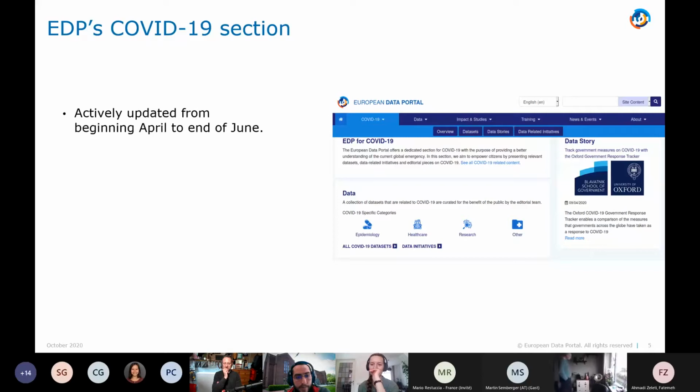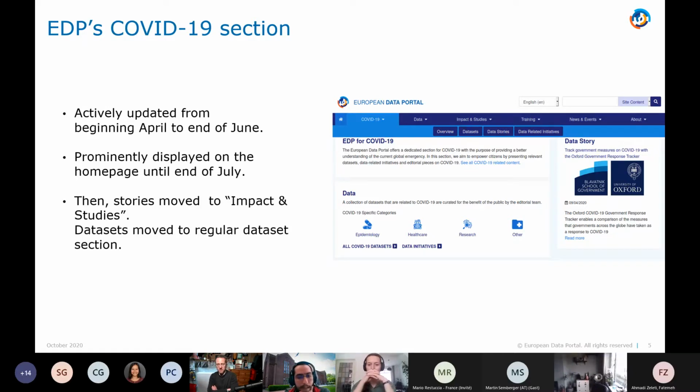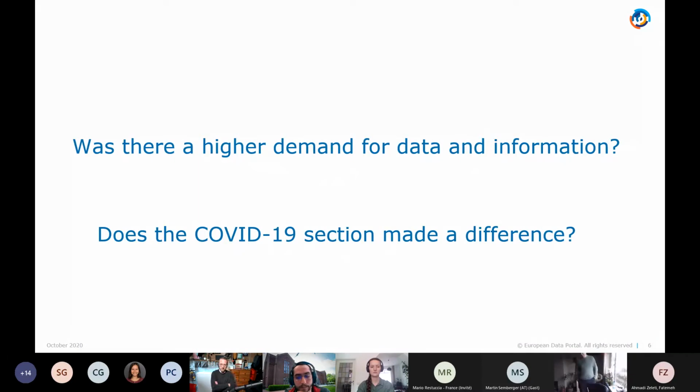Okay, so this section was actively updated from the beginning of April to the end of June. It was displayed on the EDP's homepage until the end of July. So it was highlighted really on the first thing that you saw when you entered the EDP during those days: hey, here is the EDP COVID section. And then after the end of July, the stories part was moved to the impact and studies subsection that existed previously in the portal, where all the studies that the EDP does are stored. So we moved the stories there, and the datasets were moved to the regular dataset sections that also existed previously on the EDP.